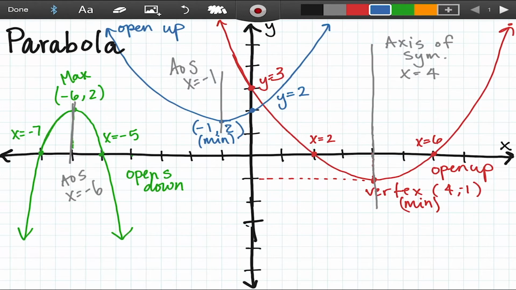They will only ever cross the y-axis once. So the green one is probably going to keep going down forever and cross it at a very, very negative number.